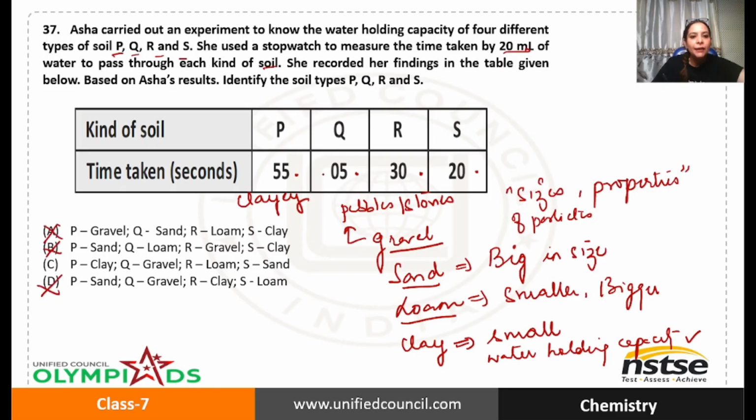And Q would be the one which took least time, that would be gravel. And after that comes the loamy soil, which consists of both smaller and bigger particles, and later comes the sandy soil. So that means here option C is the correct option, because if any soil has got more water holding capacity, it will take more time to pass water through it. So the one which took maximum time would be the one which has smaller size particles and more water holding capacity.